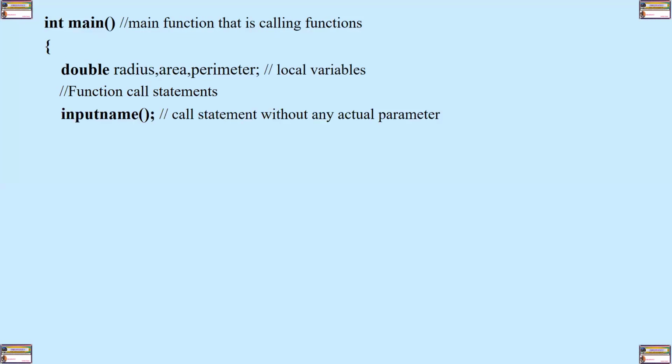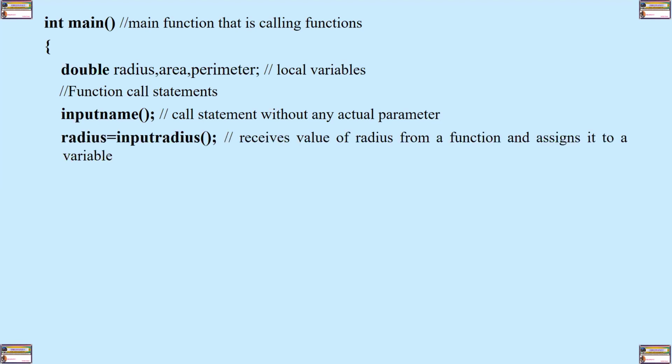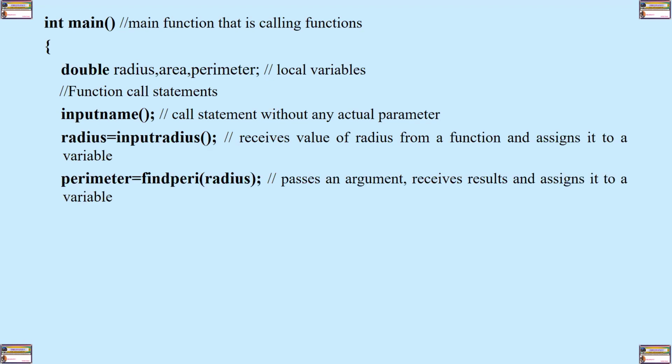So the first is a call statement without any actual parameter. It is for invoking the function called input name. Then the next one is a call statement which receives a value of radius from a function and assigns it to a variable. In other words, when this statement is invoked, it is receiving a value from the function called input radius, and that value is being assigned to our local variable called radius.